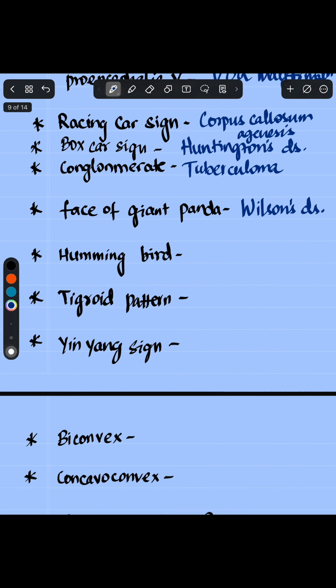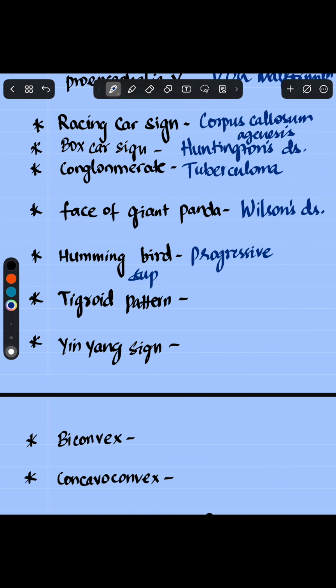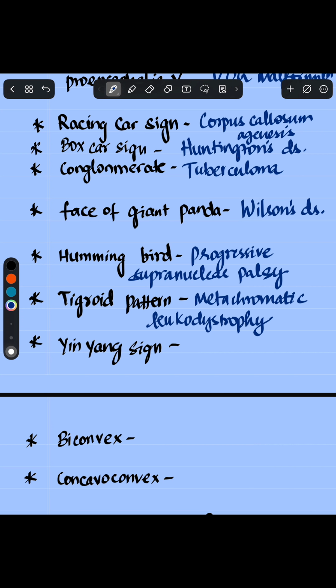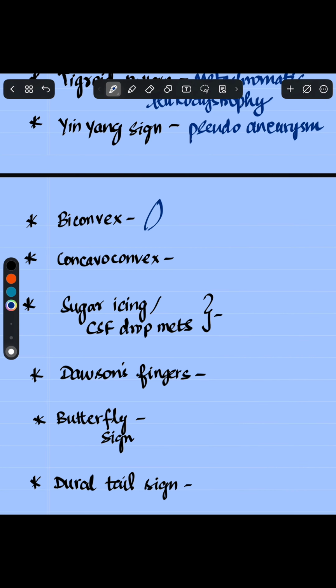Hummingbird sign is progressive supranuclear palsy. Tigroid pattern you can see in metachromatic leukodystrophy. Yin-yang sign in the ultrasound Doppler, you can see it for pseudoaneurysm. Biconvex shaped hemorrhage is EDH, extradural hemorrhage. If it's concave or convex, it's subdural hemorrhage.